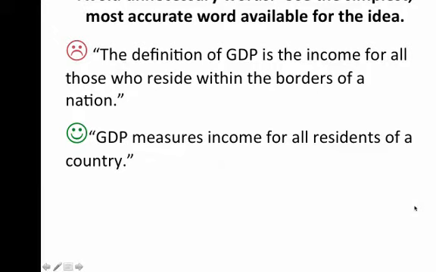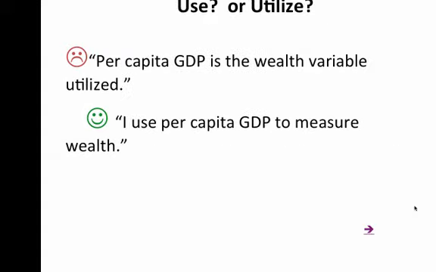So, frowny face: the definition of GDP is the income for all those who reside within the borders of a nation. That is a little pompous. It's a little much when really what you're trying to say is that GDP measures income for all residents of a country. Don't use the word nation; it's like putting on airs. It's just a country. And "those who reside within the borders" is a lot of words for just saying residents. You want to clean up your writing by making it as clear and simple as possible.